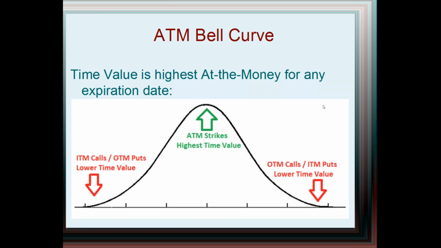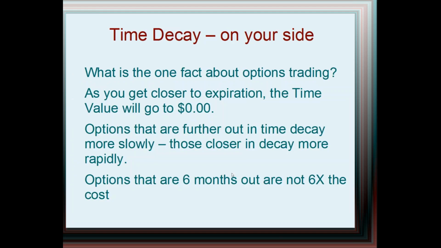Okay? All right. So again, the at-the-money bell curve, when we're selling, we want to be selling at the money, and when we're buying, we want to be buying in or out of the money. And of course, the third principle, the time decay on our side. What is the one fact we know about options trading, no matter what strategy that you're using? Well, as you get closer to expiration, your time value goes to zero. Okay, it doesn't matter if it's in the money or out of the money. If you're in the money, you keep intrinsic, the time value goes to zero. If you're out of the money, the option goes to zero. Okay, that's the general rule we know.